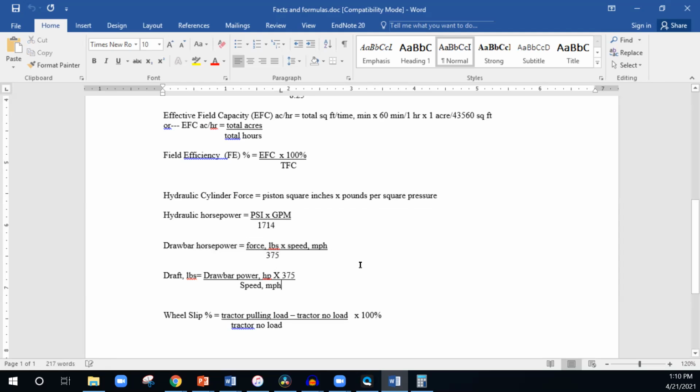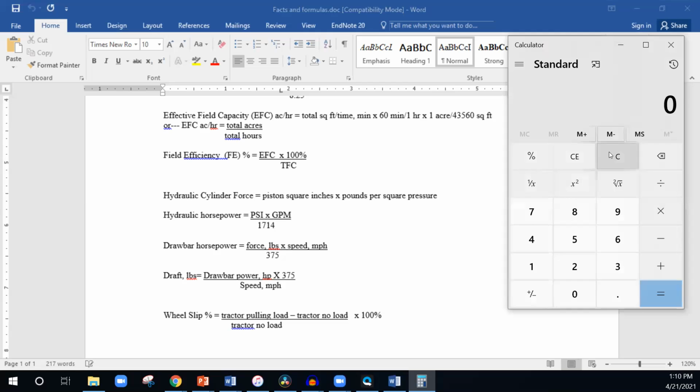What I would assume that you did is that you took the 27,000 pounds of force, you times it by the 1.2 miles per hour that the tractor is going. You get 32,400. You divide that by your 375, and you're going to get 86.4. And that's exactly the answer that I see on your sheet there.